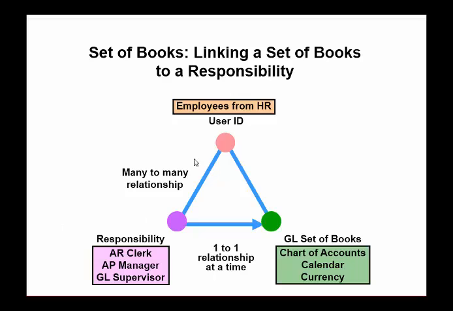The many-to-many relationship that you see here is just like saying an employee can assume multiple responsibilities throughout the history. At one point in time, they may be an AR clerk, an accounts receivable clerk, and then they become an AP manager because they understand the accounting, and then they may be a general ledger supervisor. At any point in time, a particular responsibility is tied to specific books and to specific calendars.